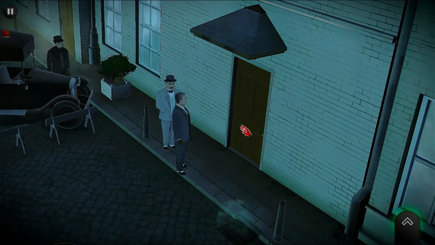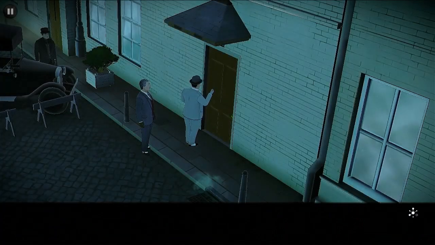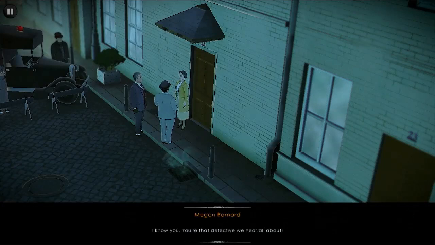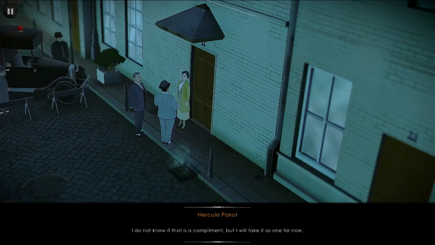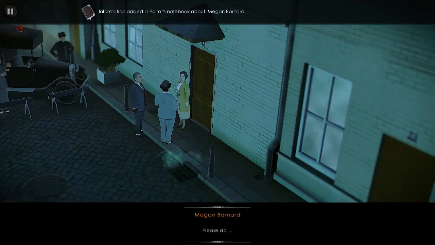Okay, let's go in there. Hastings has a weakness for a pretty face, you know what I mean? How do you do, mademoiselle? My name is Hercule Poirot. I know you. You're that detective we hear all about. I do not know if that is a compliment, but I will take it as one for now. You are Betty's sister, I believe? Yes. My name is Megan. Can we come in? Please do.